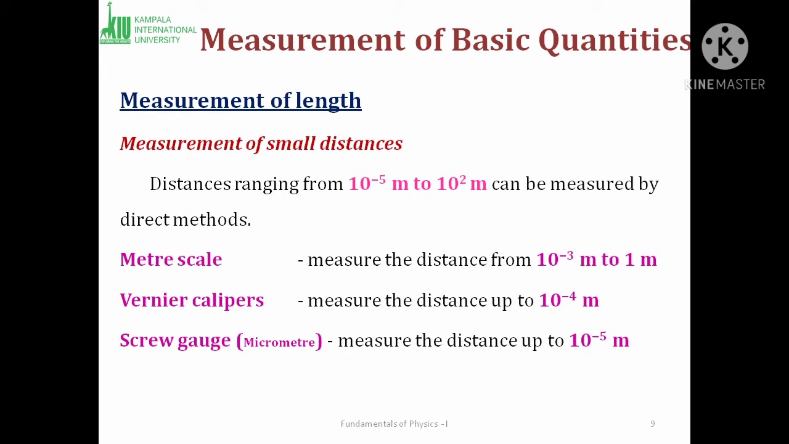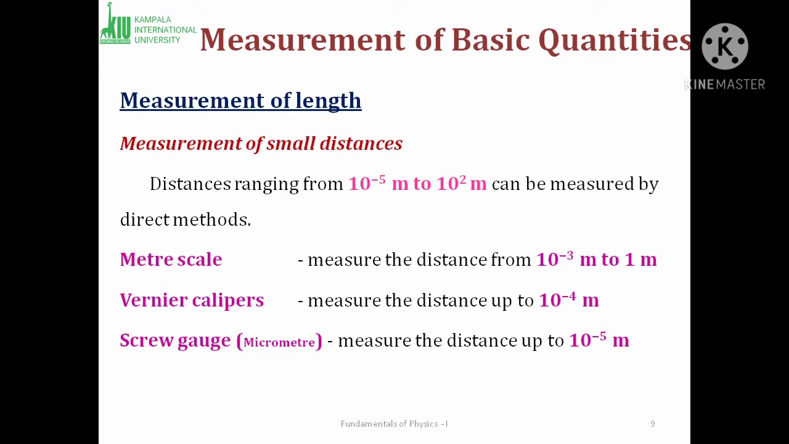Okay, next, measurement of basic quantities. Length, mass, time, these are the basic quantities. How to measure these basic quantities? First, measurement of small distance, that is the distance ranging from 10 to the power minus 5 meter to 10 to the power 2 meter can be measured by direct method.